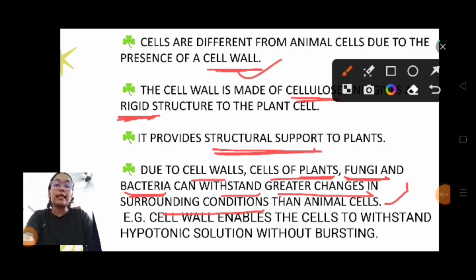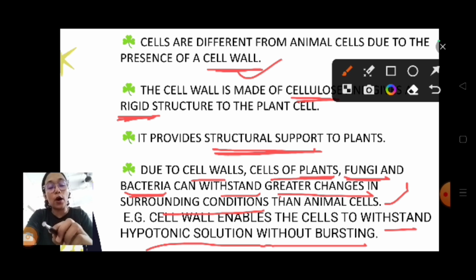For example, the cell wall enables the cell to withstand hypotonic solution without bursting. We have already discussed hypotonic solution. In a hypotonic solution, the solvent concentration is higher as compared to the cell. Then what will happen? The water will come inside the cell from the surrounding medium, and the cell will swell. It has the tendency to burst also. But with the help of the cell wall, the cell does not burst because the cell wall is rigid.